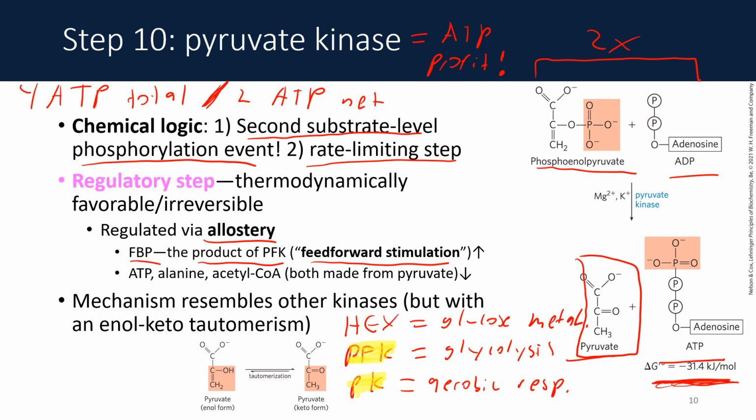As for the downregulators, we have ATP, alanine, and acetyl-CoA. At this point, I think ATP is a little bit self-explanatory, why it's a great inhibitor for this step, because an accumulation of ATP means that we've met our energy demands. Our energy charge is rising, so stop burning fuel, please. Let's maybe use our resources for anabolism.